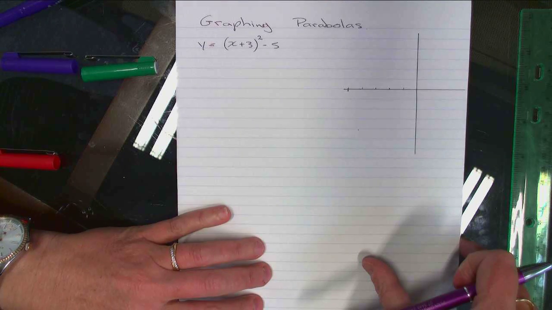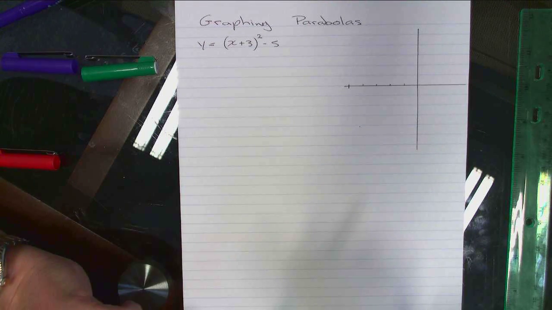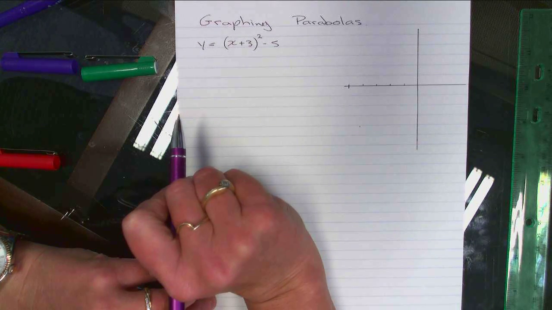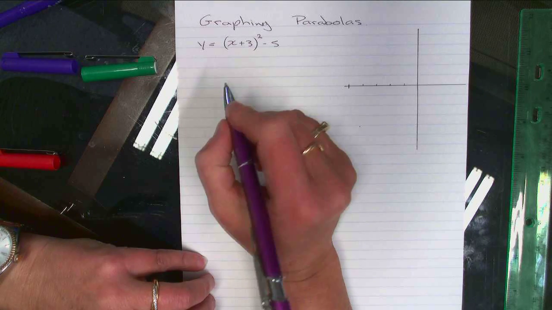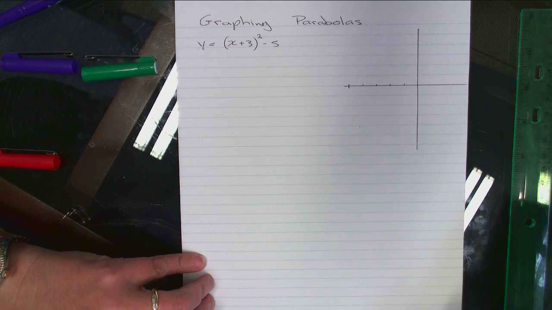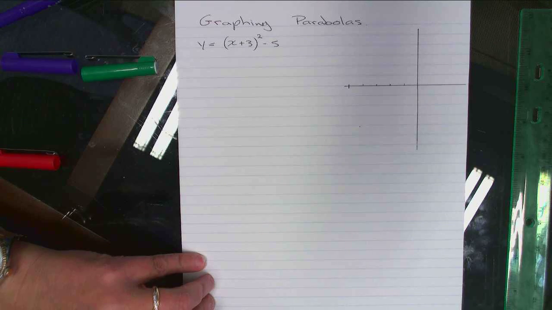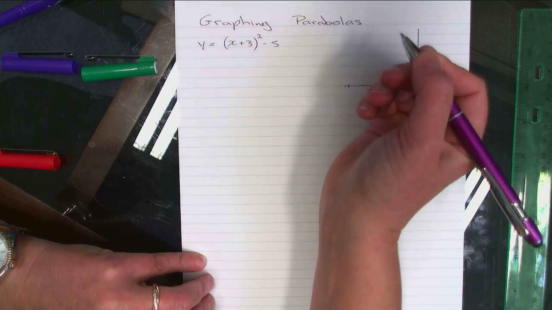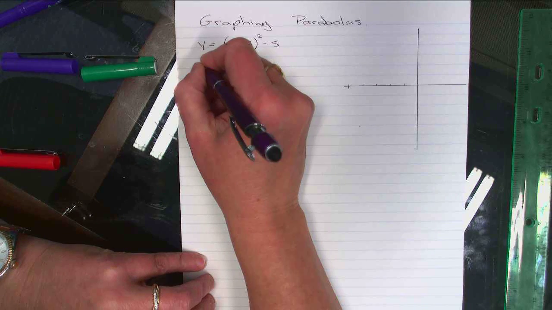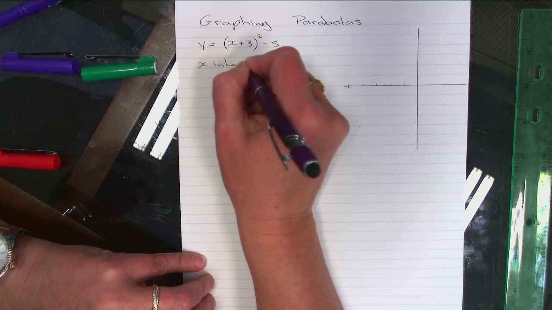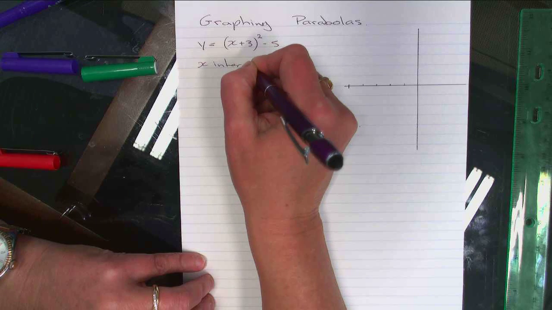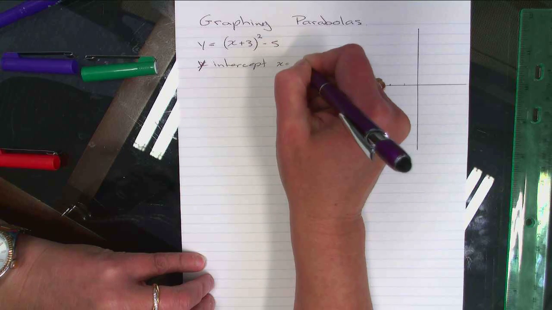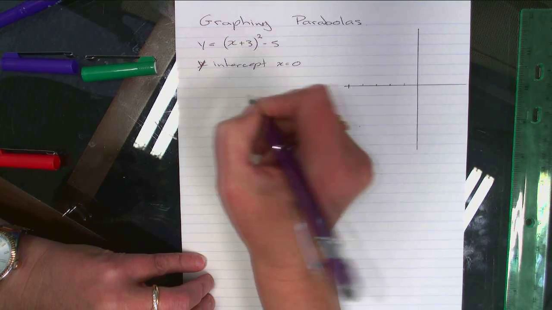Okay, so this one's probably a little bit trickier again because we've got a perfect square and a bit more. So let's start with the same principles that we did before. Let's start with our y-intercept, when x equals 0. That's where we started all the others. This is where we'll start this one.